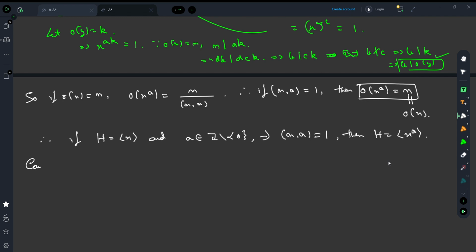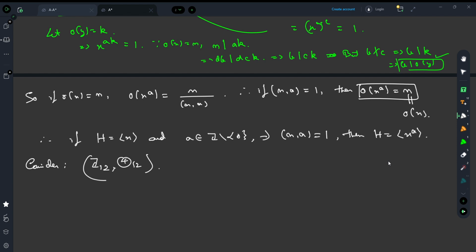Okay, let us consider an example. Consider Z12. Obviously Z12 is an additive group and the operation is addition modulo 12, right? So it's an additive group with addition modulo 12. What are the generators of Z12?